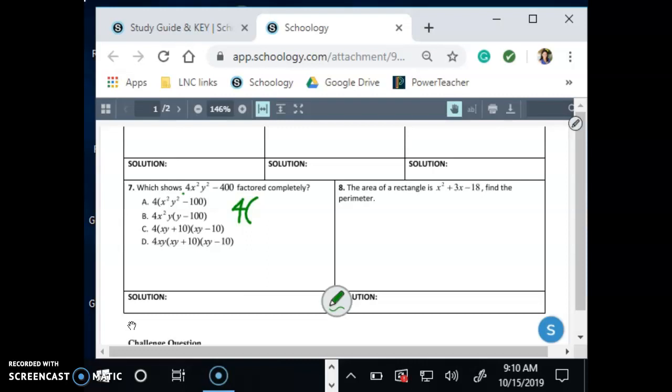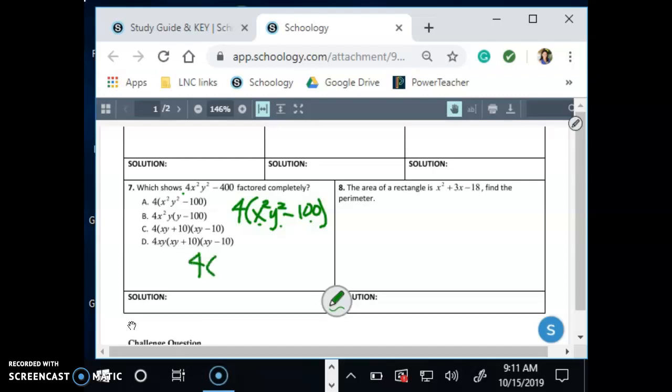So 4 divided by 4 here is 1, but we still have the x squared y squared, and minus 4 goes into 400 100 times. And now we need to see if it's factored completely. You learned something called the difference of perfect squares, and I recognize that x squared y squared is a perfect square, and also 100 is a perfect square, and they're being subtracted. So therefore we have a difference of perfect squares.